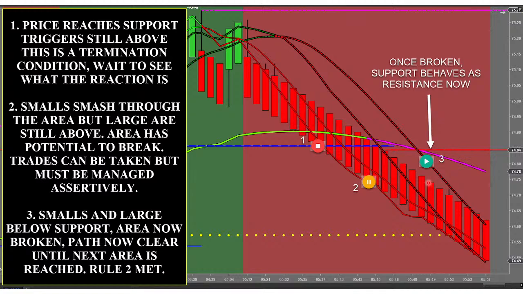Let's look for our rules to be met and take that high probability trend trade. And guys, this is it. I know that it may feel like a lot on day one, but this is literally every scenario when you get to a fib. It's either a termination or a clear path or potential in the middle.